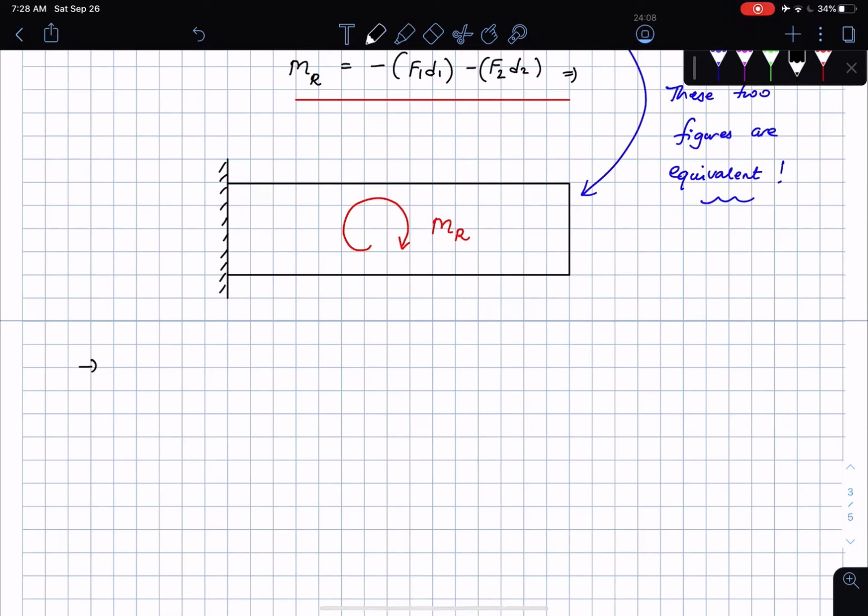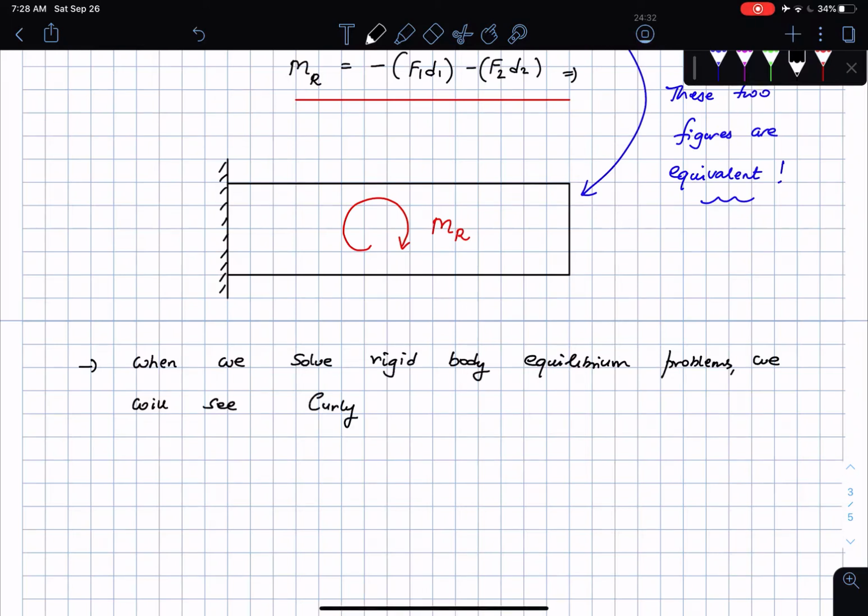So when we solve rigid body equilibrium problems, we will see curly arrows. Let me write my curly properly. Curly arrows in the clockwise or counterclockwise sense on the body.